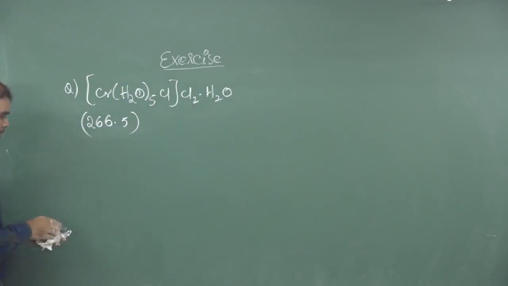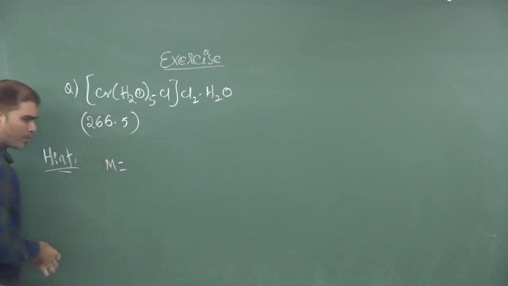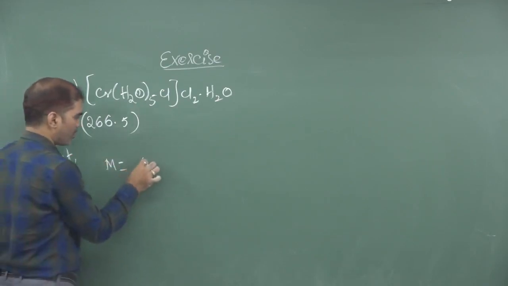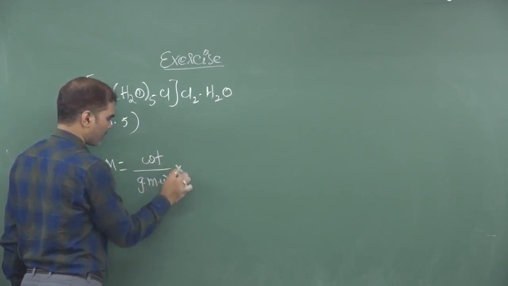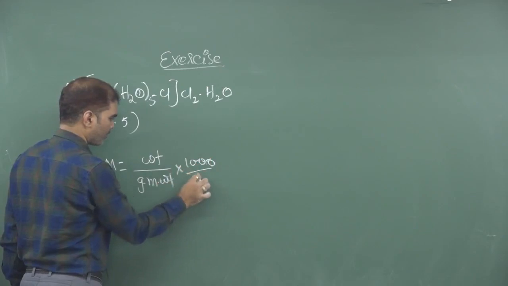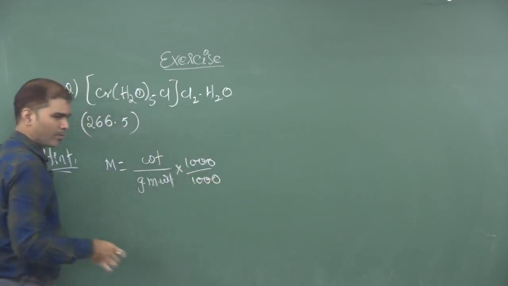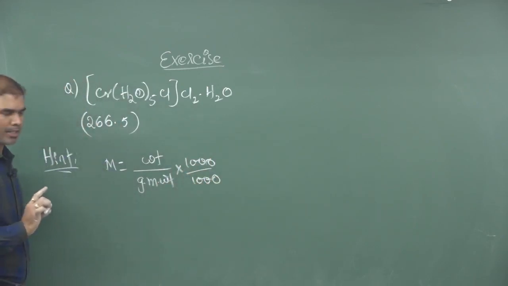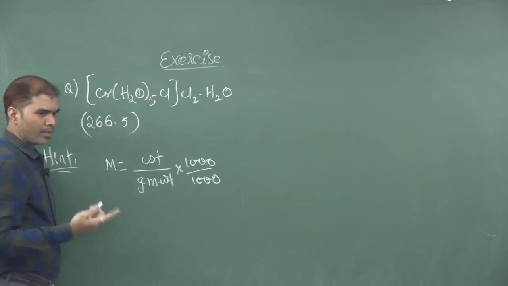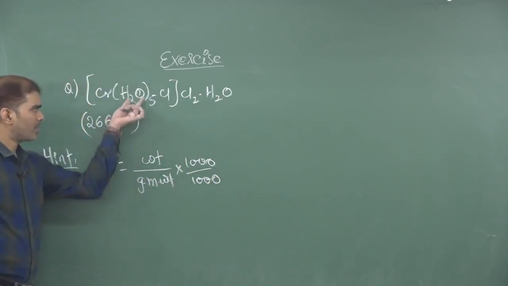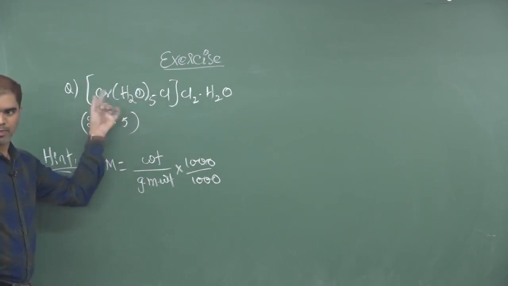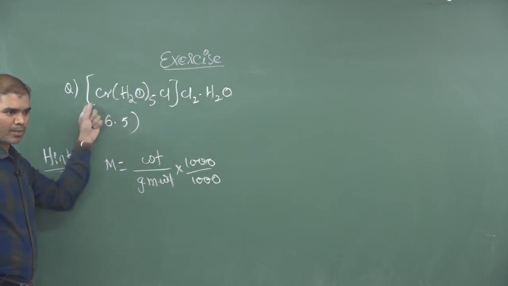Answer? I will give you a hint. To find out molarity, what is the formula? Weight by gram molecular weight into 1000 by volume. They are making it up to 1 liter. So how should I find out the HCl concentration? Simply, if I can find out the concentration of my complex. First, let us find out the concentration of our complex.